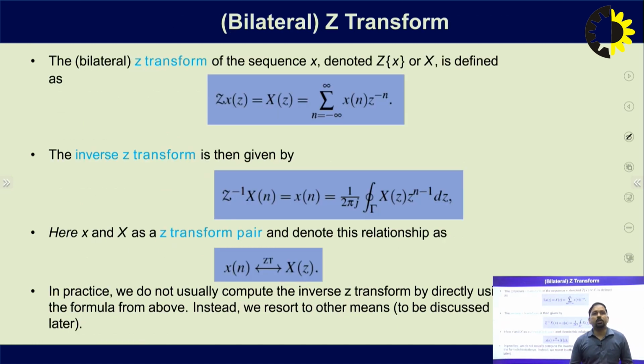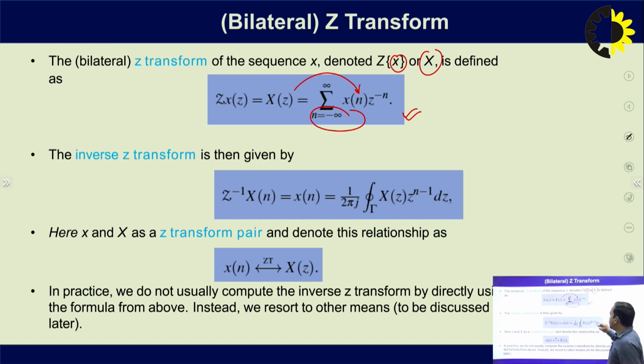Now we'll talk about the bilateral Z transform and the unilateral Z transform. First we'll start with the bilateral. This is the analysis equation X of z. If we have a signal small x, the transform is represented by capital X. So X of z is the transform of the signal x of n. The analysis equation is summation n equals minus infinity to infinity x[n] z raised to power minus n. This is called bilateral because the lower limit is minus infinity and the upper limit is plus infinity.